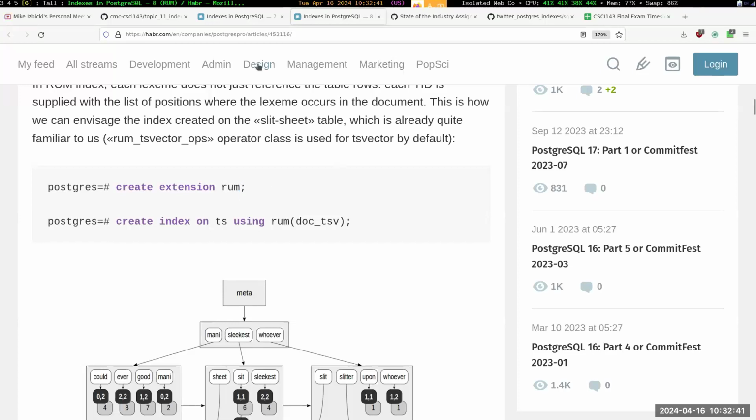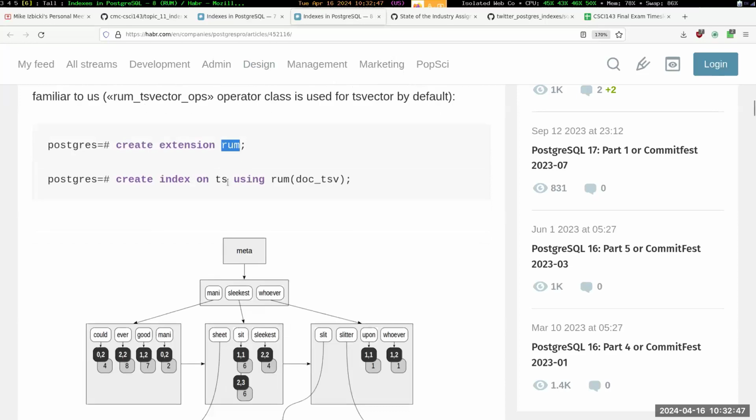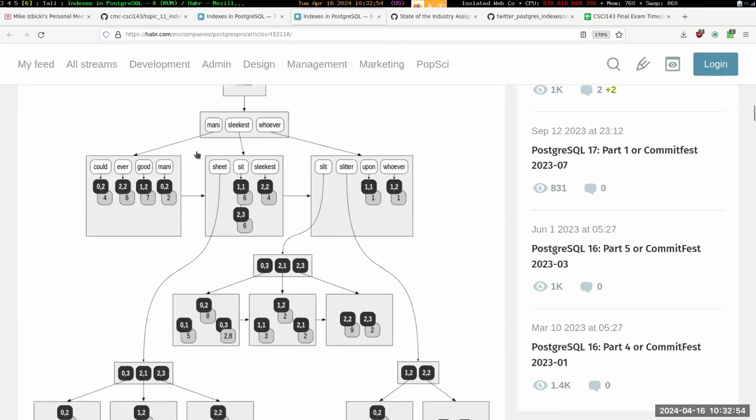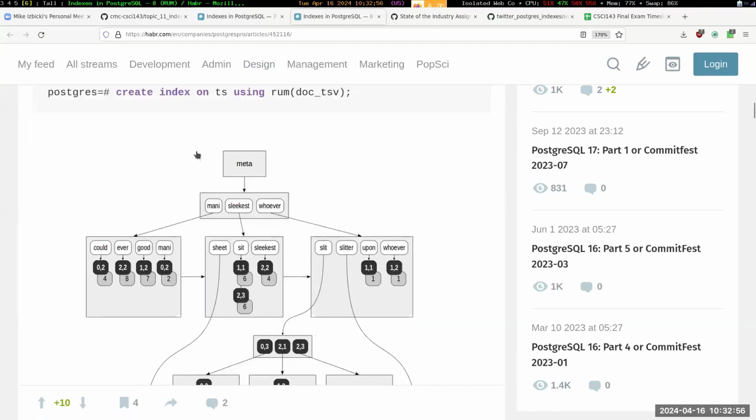GIN properly stands for the Generalized Inverted Index. RUM has no acronym for it, other than that the author liked to drink rum. Okay, so how does the RUM index fix our problems with the GIN index?